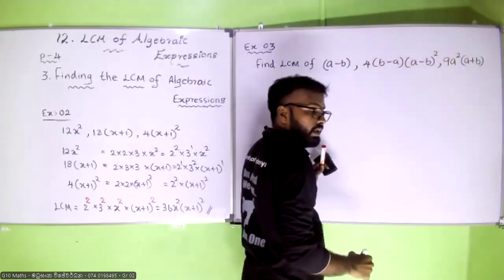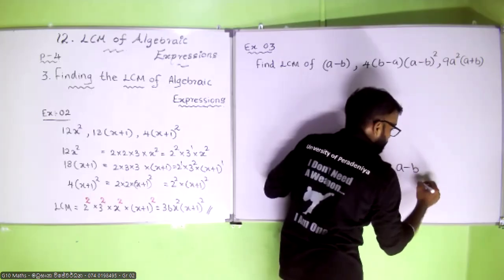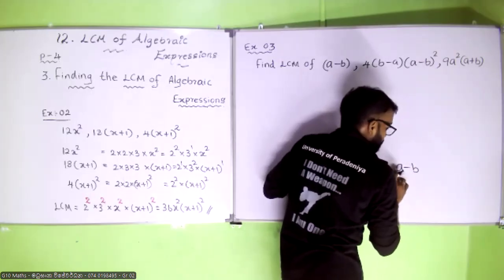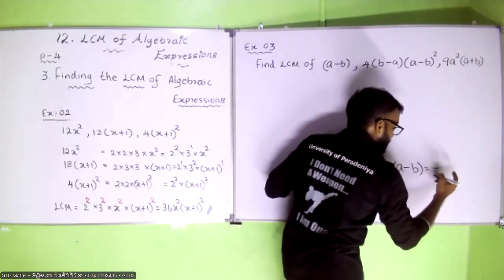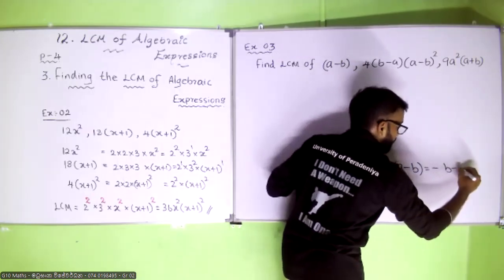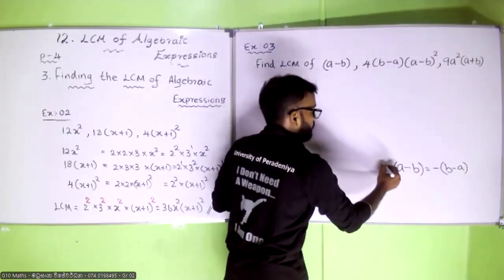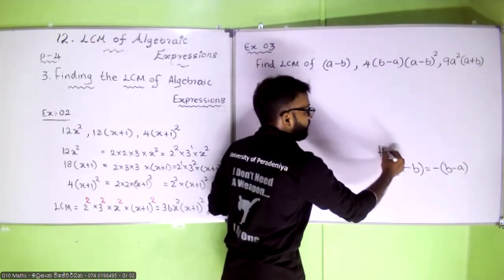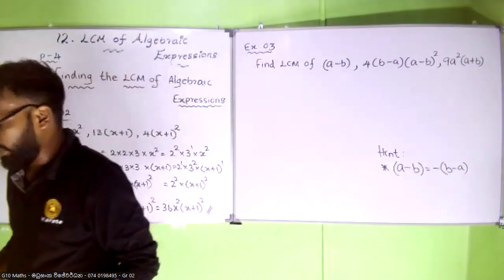And you need to know something. I told you in the factors of quadratic expression, right? If you have something like this, a minus b, you can write it by taking the negative sign out as b minus a. I have given you a hint. So find the LCM of this.